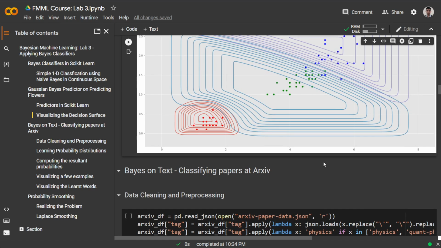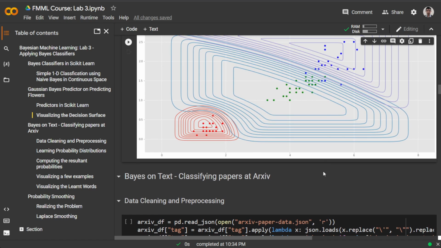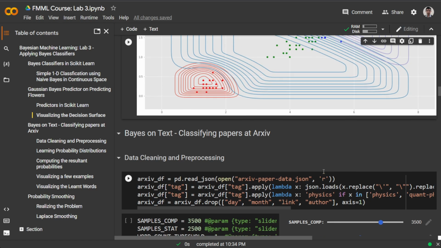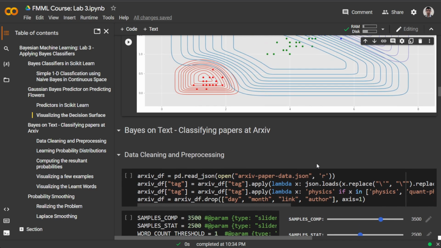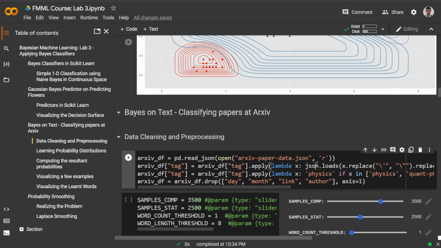We can also clearly look at this and say that obviously the higher values of x correspond to the blue class, and middle values of x correspond to green, and lower values of x correspond to red.